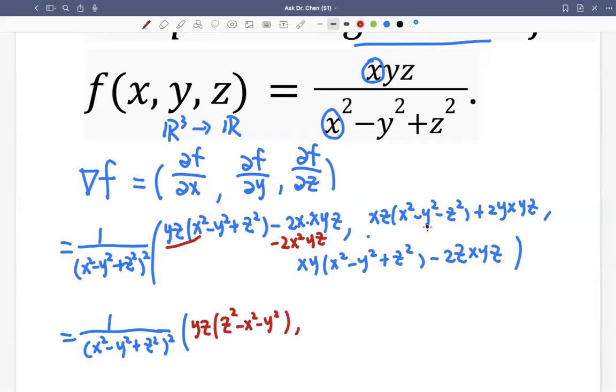Then the second term, we have 2xy squared z, right? Factor xz. Now we see we have plus y squared. So plus y squared minus y squared inside becomes x squared plus y squared. No, this is plus z squared. Then plus z squared.